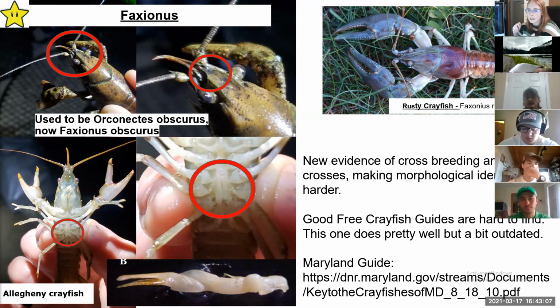I include a Maryland guide if people are interested in crayfish type stuff. It still uses the old lingo, but it has really, really good pictures of these very small specific traits. And it's what I use for my own research when identifying crayfish.